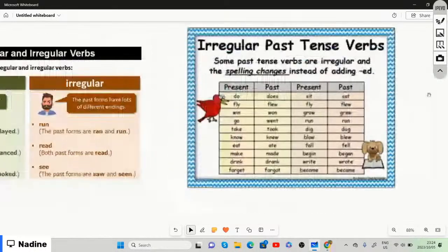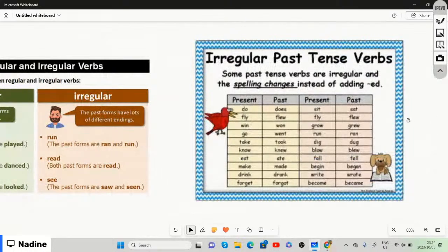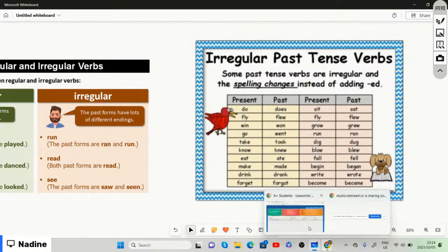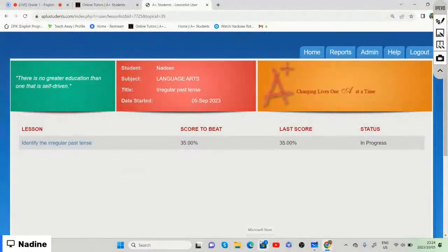All right. So before we go on to doing certain activities, you're going to go to aplusstudents.ca. We're going to log into aplusstudents.ca, Grade 1, Language Arts, and we are at the chapter of irregular past tense. The lesson we are focusing on today is to identify the irregular past tense.